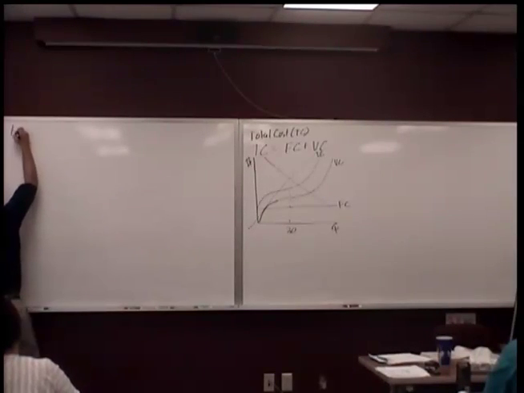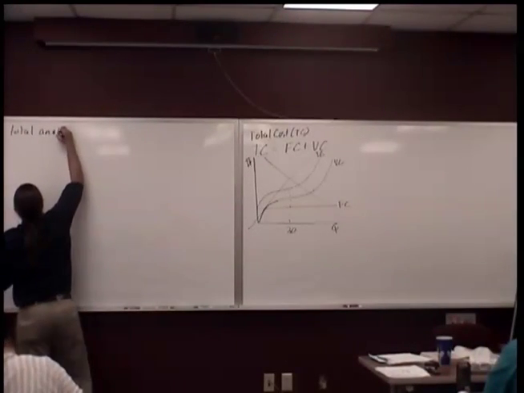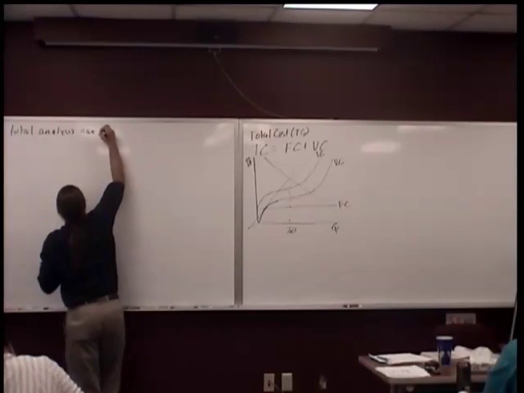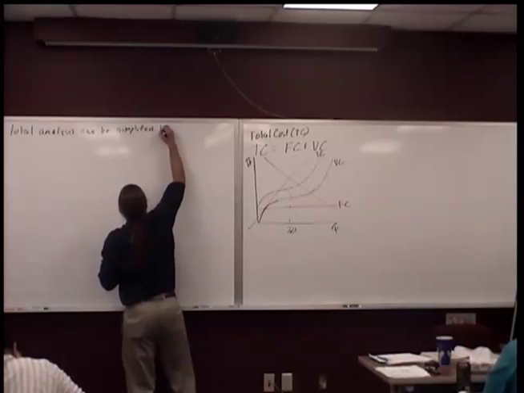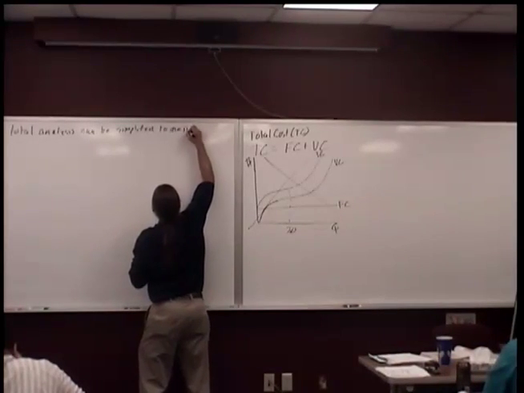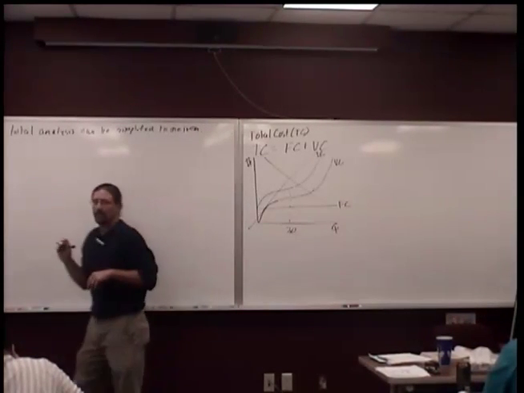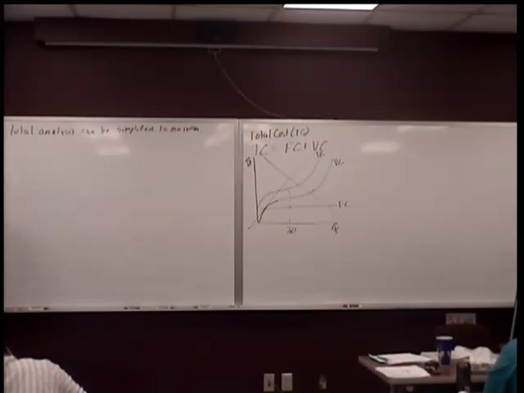So the total analysis can be simplified to 1 item. So if the average cost per each item is $4 and the price that you sell it at is $5, now you guys know that for each item you make, you produce roughly $1 worth of profit.